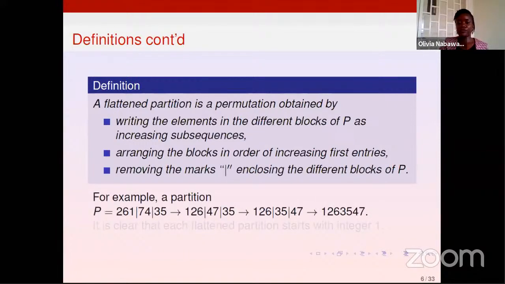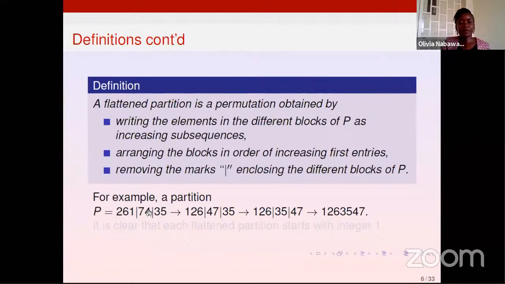For example, we have a partition P given by this. This is from a set with 7 elements. And in this partition, we are having the different blocks.